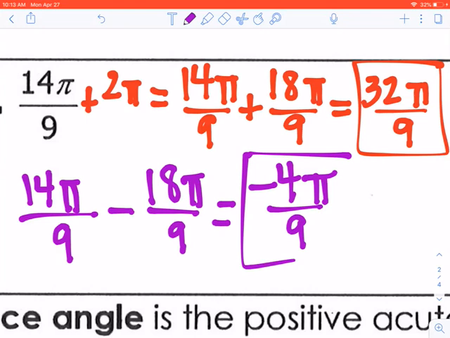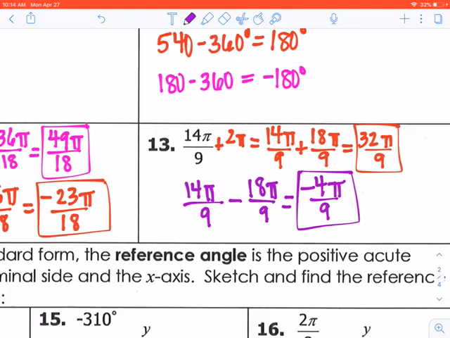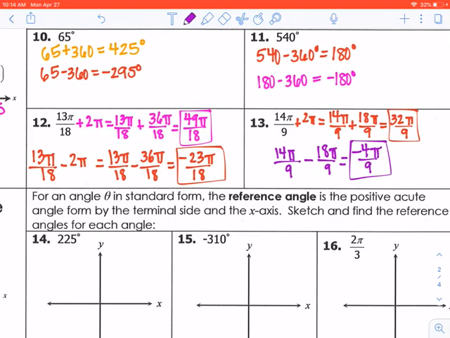By the way, with these pi's, it's just like terms with x's. I can add 2x and 3x and get 5x. I can add 2 pi and 3 pi and get 5 pi's. Those are like terms with the pi's. But there's your positive coterminal and your negative coterminal. Okay, you add 360, you subtract 360.